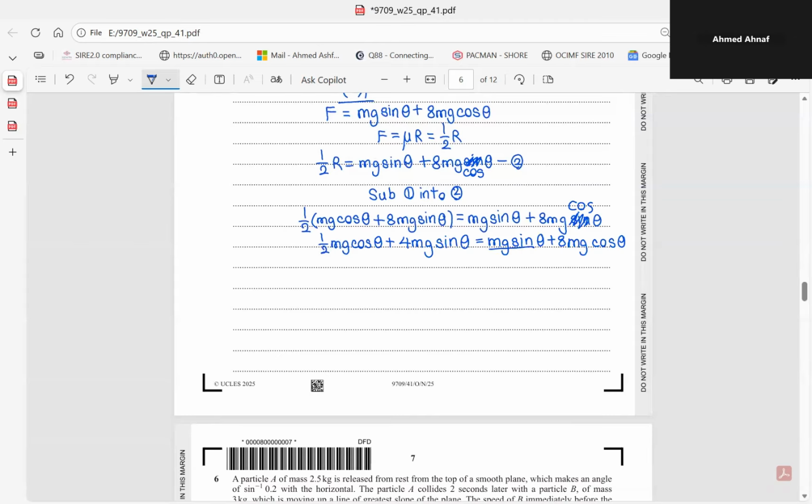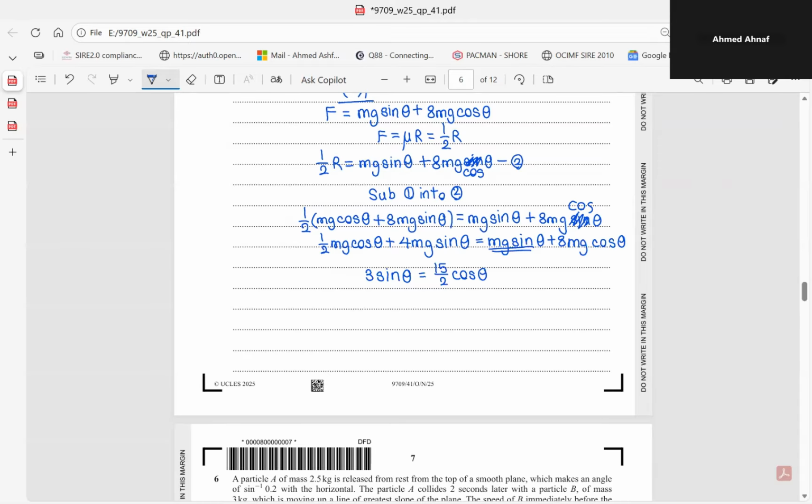Okay, let's move this over to the other side as well as factor out mg and cancel out the mg from both sides. So 4 mg minus 1 mg is 3 mg, so 3 mg sine theta, or just 3 sine theta equals to 8 mg cosine theta minus half mg cosine theta. That should be 15 over 2 mg cos theta. So 16 over 2. Yeah. mg cos theta, mg cancel out, you just get cosine theta.